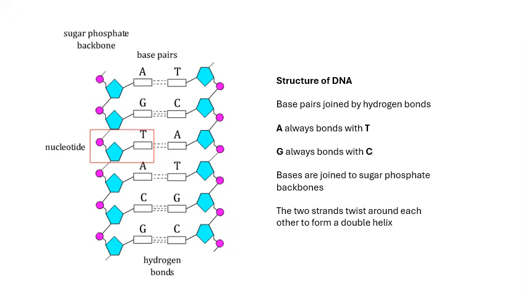And the bases are joined to the sugar phosphate backbones, and then the bases are joined together with hydrogen bonds. And then the 2 strands, which if you look at the diagram are traveling in opposite directions, twist around each other to form a double helix, the famous double helix.